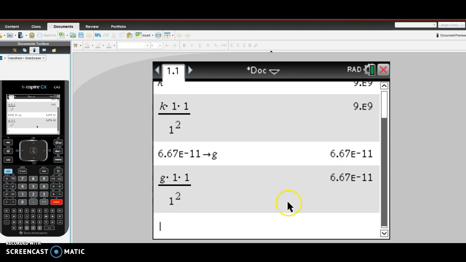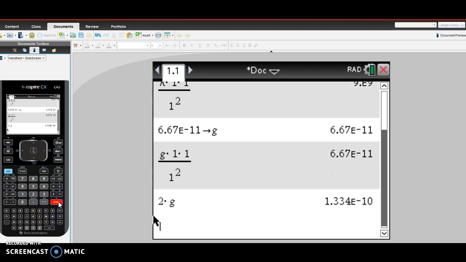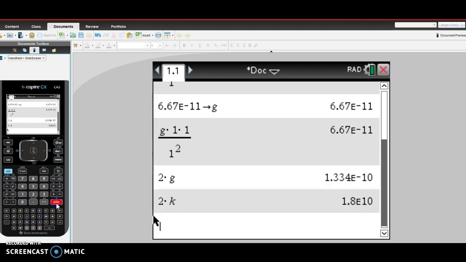But now anytime you use G, if you were to say what's 2 times G, you can get your answer. What is 2 times K? Your calculator on this document will always remember those values. This is a shortcut for future calculations.